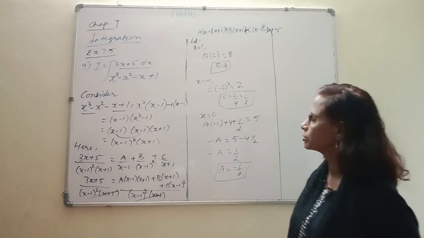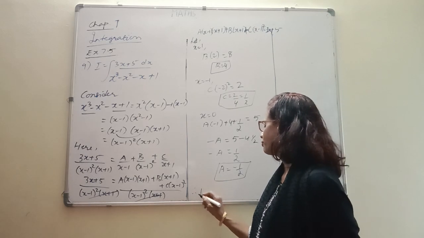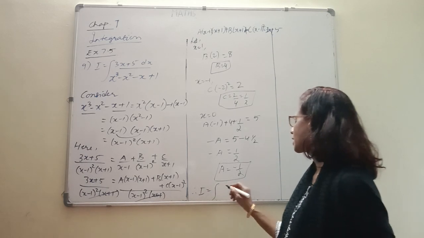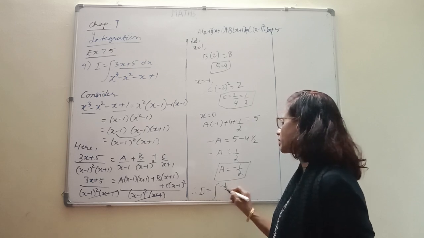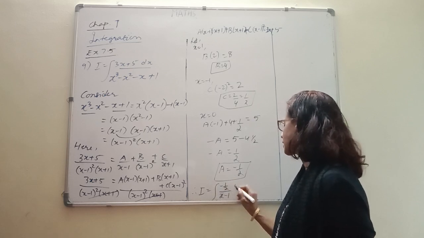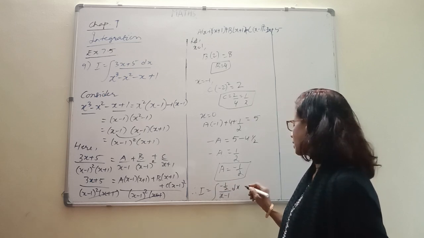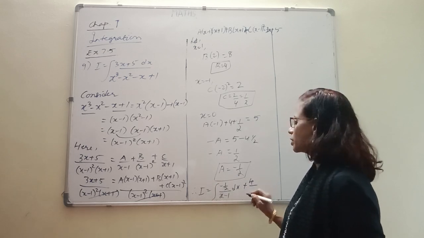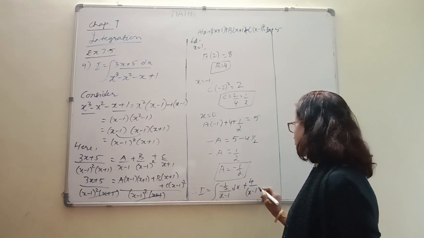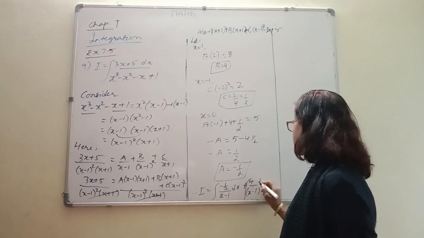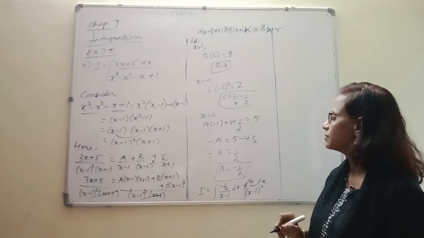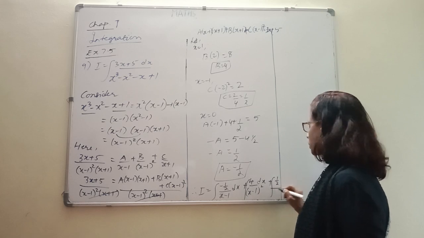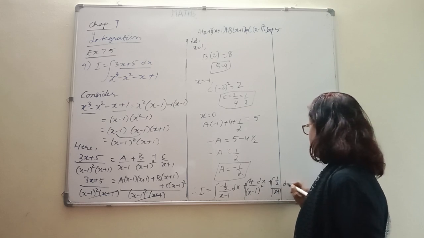Now we can get back to the I. So I for us now is the integral of a, which is negative half over x minus 1 dx. Then b, which is 4 over x minus 1 whole squared dx, then c, which is half over x plus 1 dx.